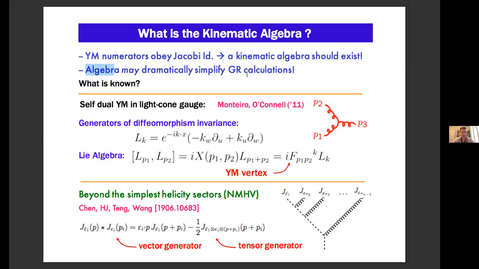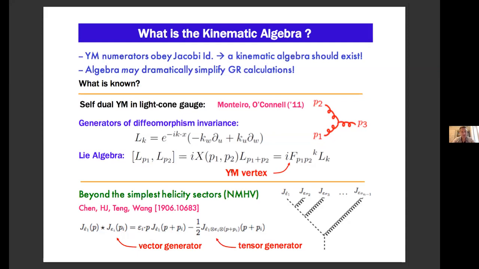Well, if you go back to 2011, there was this interesting paper by Donal O'Connell and Ricardo Monteiro, where they show that if you look at self-dual Yang-Mills, it actually already satisfies this algebra. And you can make it very explicit by introducing this generator, which takes the form of a plane wave plus some operator here. And then you can just show that if you commute these two guys, you get something that you can call a structure constant, and then you get the generator with shifted momenta, which is just the sum of the momenta.